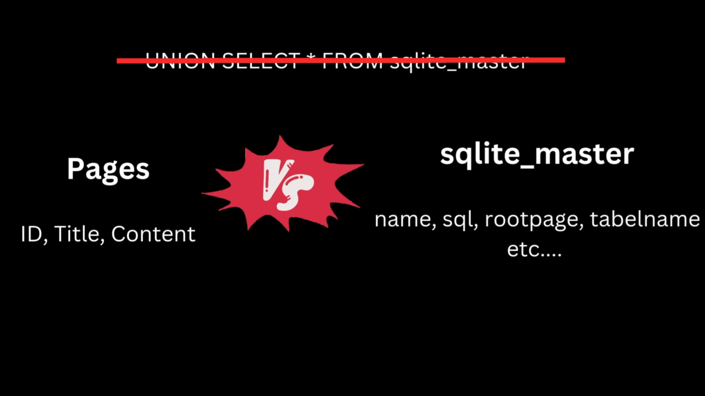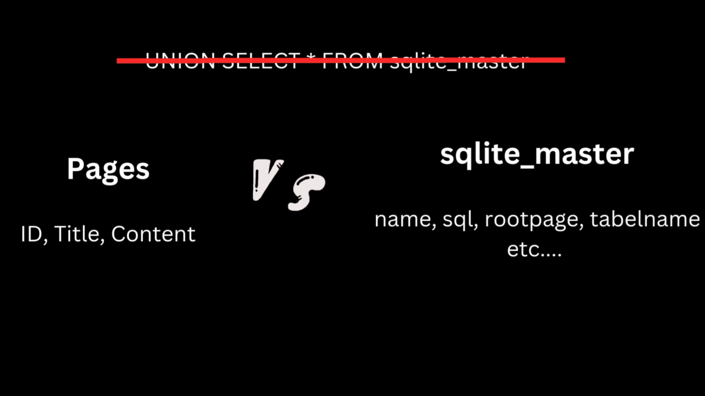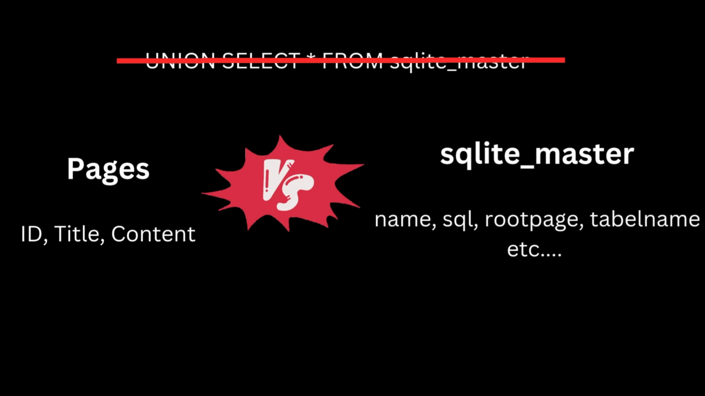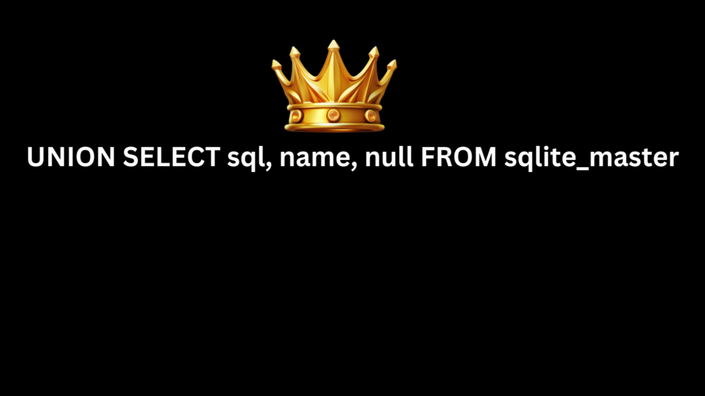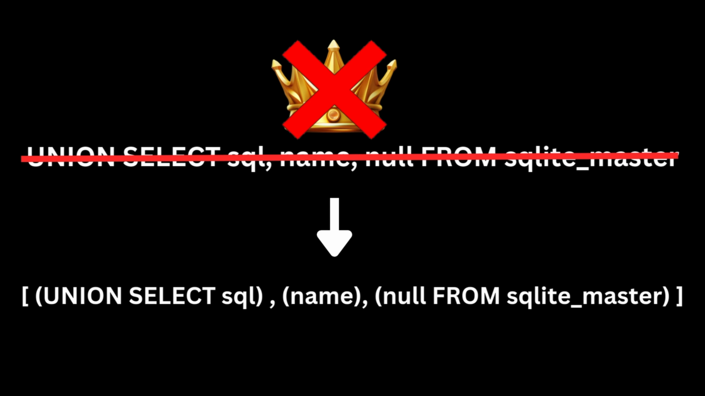SQLite basically has a table called sqlite master, which holds all the names of the tables that are present in the database. So you might think that such a query might work, but the main problem is it won't. The main reason being the difference in the number of columns in both tables. The pages has only 3, but sqlite master has more. So you might think we can basically match the number of columns in the retrieving data, but that won't work because commas are not allowed.